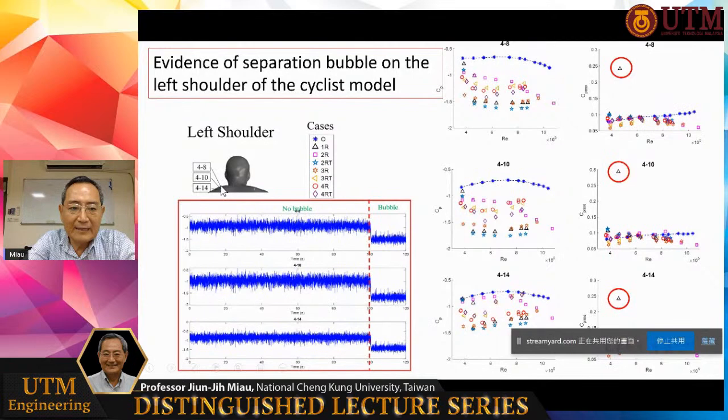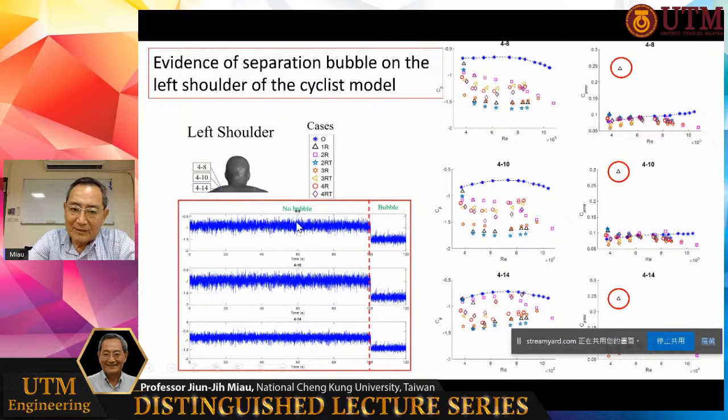And also you can notice that at a certain Reynolds number, which is around 4.6 times 10 to the 5, at the same Reynolds number, which means at the same flow speed, same wind speed, you have this very high RMS value, which means a very strong pressure fluctuation takes place on the left shoulder, in this region.